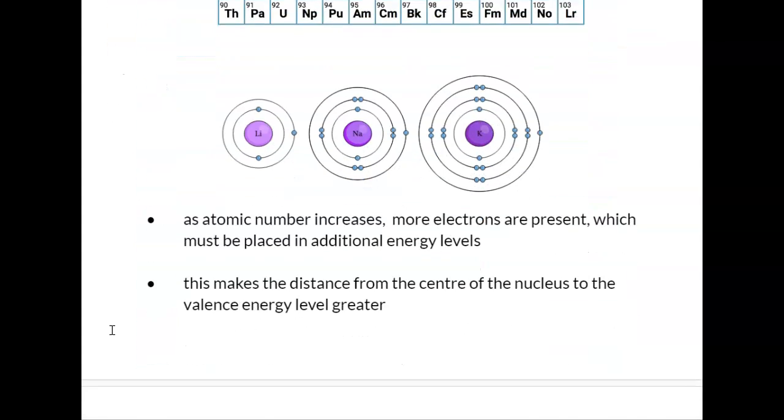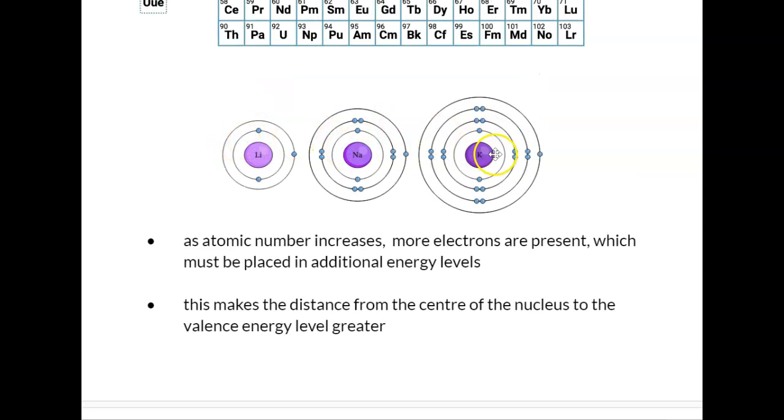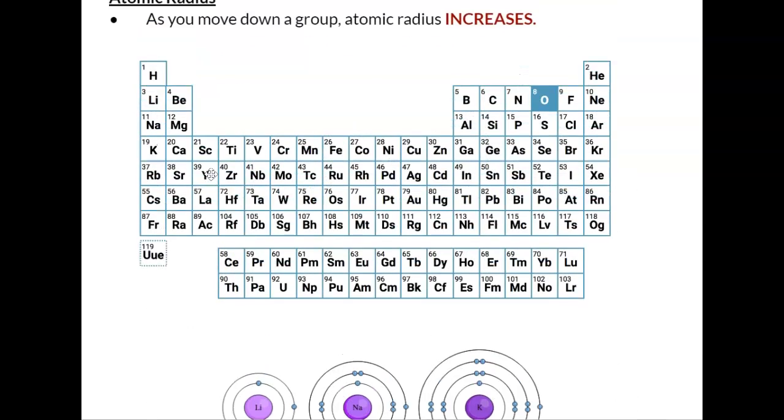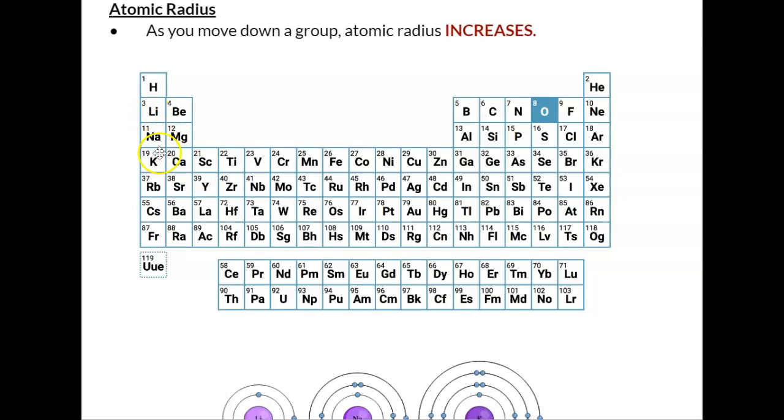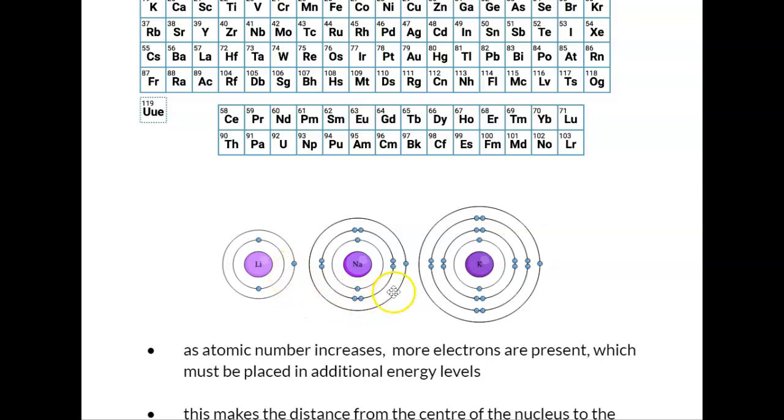So for instance, if I were considering lithium, sodium, and potassium, looking at them on the periodic table, lithium, sodium, and potassium are directly beneath each other. We know that they all will have the same number of valence electrons, but we've had to add an extra energy level. So that extra energy level is going to make the distance from the center of the nucleus to that valence energy level, to that valence electron, larger as we move down.